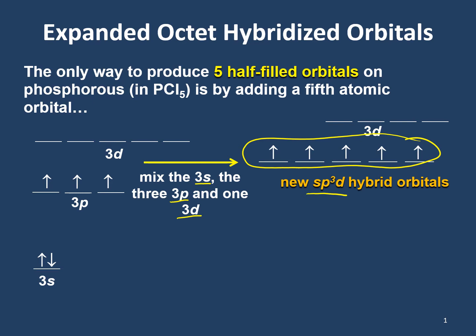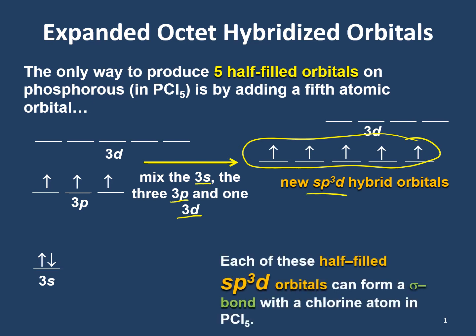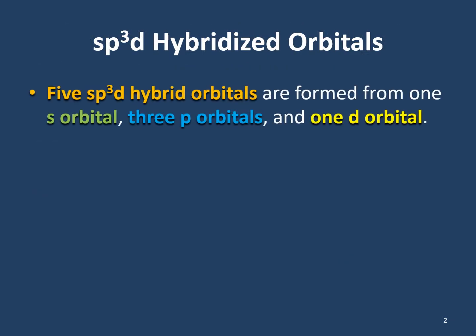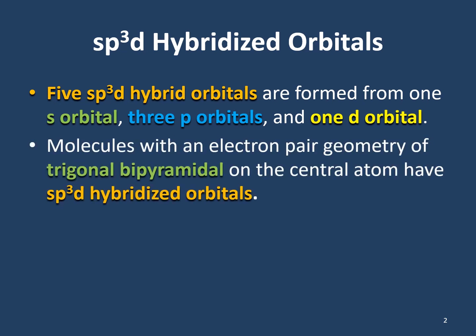So sp3d hybrid orbitals are going to occur when we have electron group geometry trigonal bipyramidal, and we're always going to form 5 of them in this scenario. Each one of these can form a sigma bond. Let's summarize this. Again, sp3d hybrid orbitals occur when we mix one s orbital, 3 p orbitals, and one d orbital together. This gives us a total of 5 sp3d hybrid orbitals. And this occurs when our electron group geometry is trigonal bipyramidal.